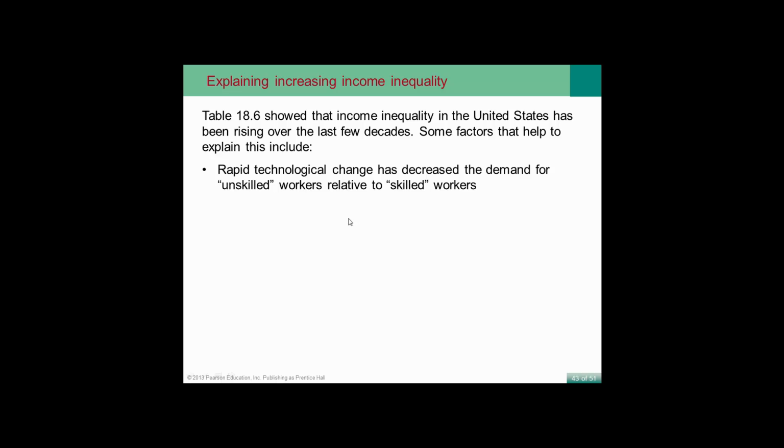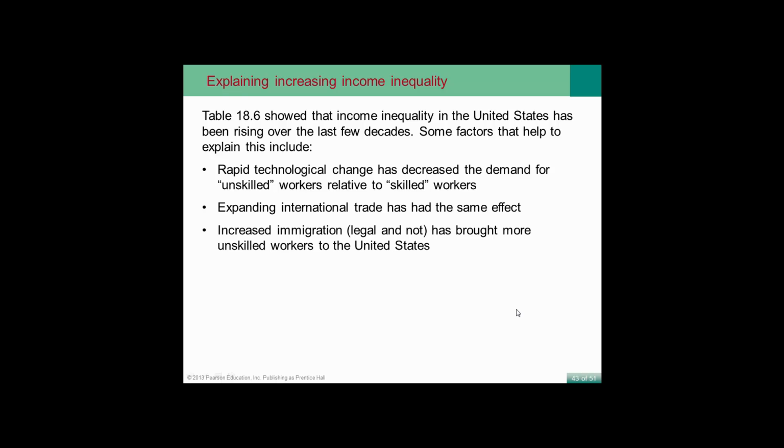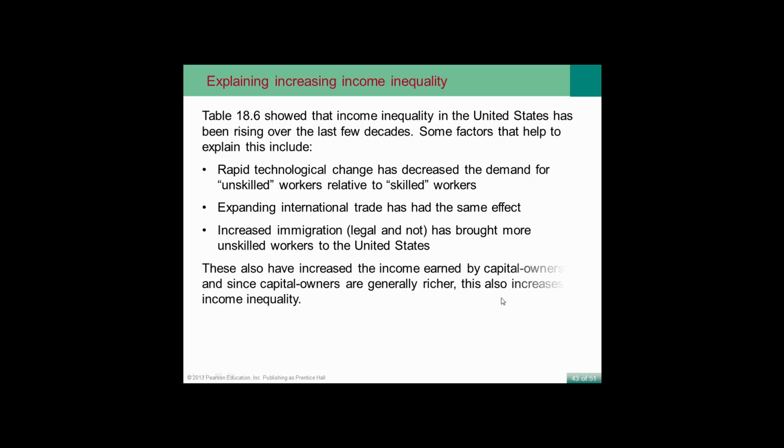In Table 18-6, it shows that income inequality in the United States has been rising over the past few decades. Some factors that help explain this: rapid technology changes have decreased demand for what we consider unskilled workers, and now we need skilled workers. Expanding international trade has had the same effect. Increase in immigration, legal and not legal, has brought unskilled workers to the United States. This has also increased the incomes earned by capital owners, and since capital owners are generally rich, this also increases income inequality.